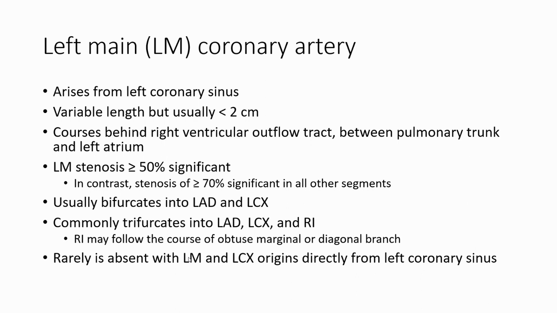So we focus first on the left main coronary artery. It arises from the left coronary sinus, with variable length but usually less than 2 cm, and passes behind the right ventricular outflow tract between the pulmonary trunk and left atrium. Left main coronary artery stenosis of more than or equal to 50% is significant. In contrast, stenosis of more than 70% is significant in all other segments.